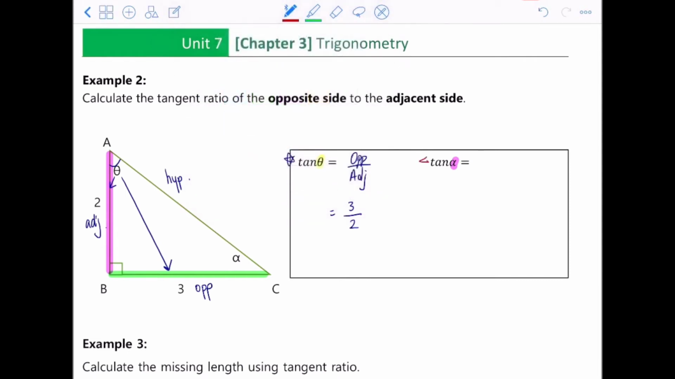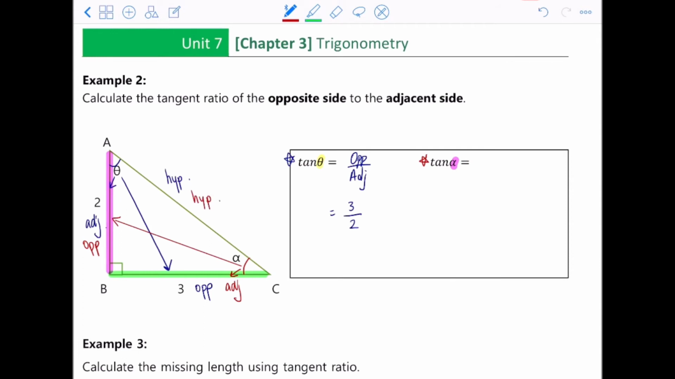In red, I will write the ratio for tan of alpha. So this is our angle alpha. The side that's opposite to that angle alpha is called opposite, and the side that touches the angle here is called adjacent. And the longest side of a right triangle is always called hypotenuse.